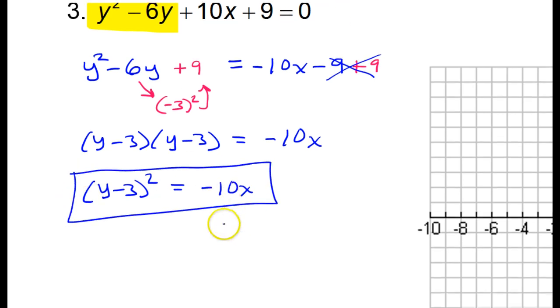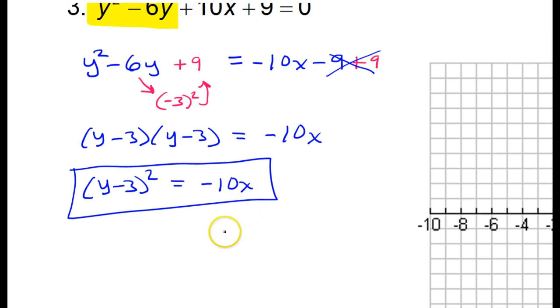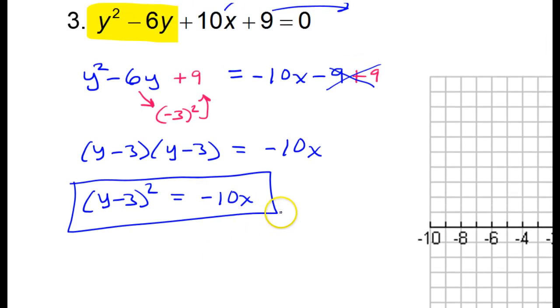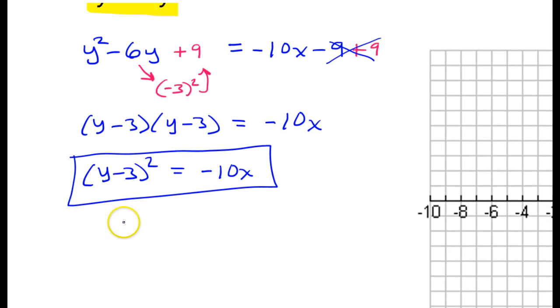Okay, now I need to take this equation and graph it. So the first thing I need to do is decide, does this parabola open up, down, left, or right? Well, I see that y is squared. Whenever y is squared, it's going to be sideways. It will either open to the right or it will open to the left. Because this 10 is negative, I know it will actually open to the left.